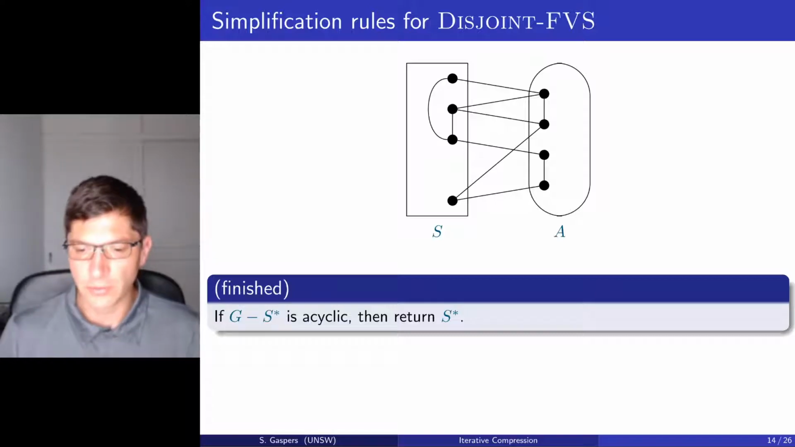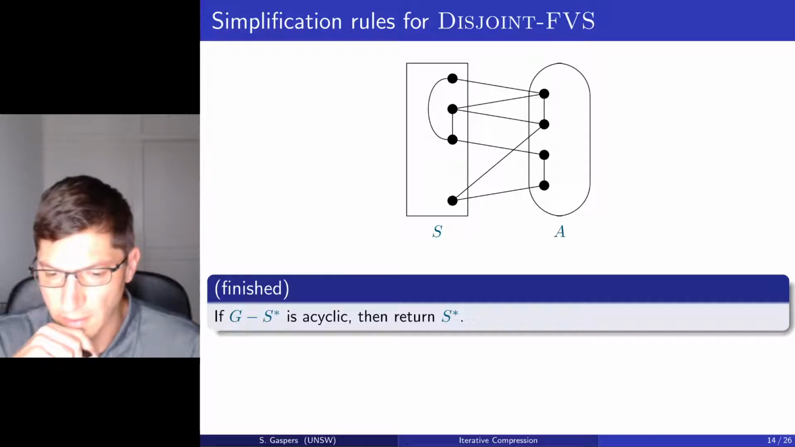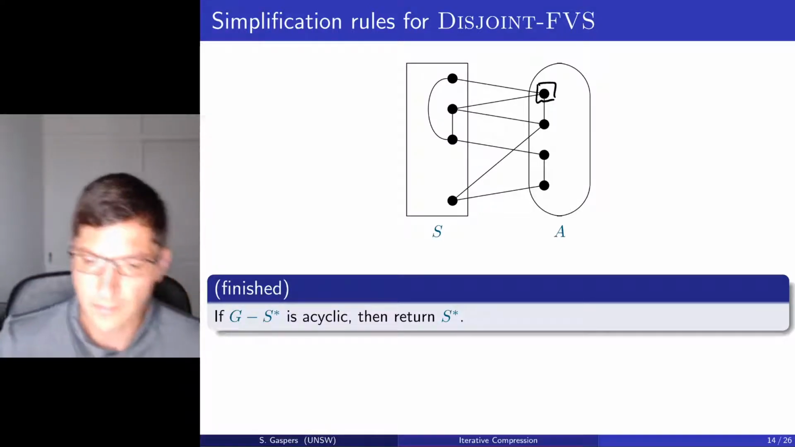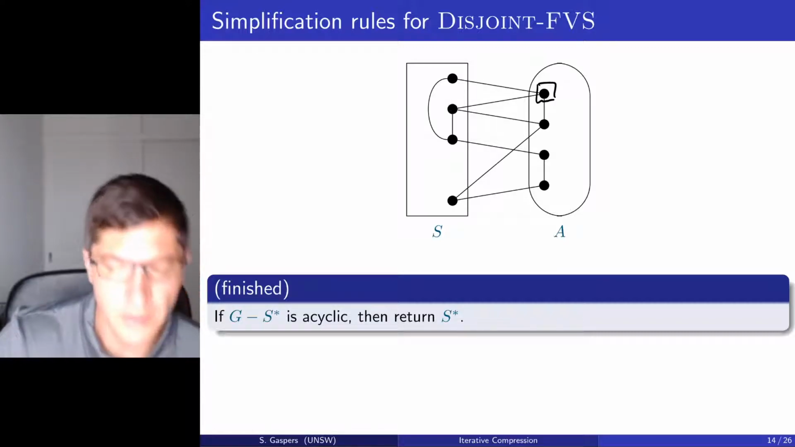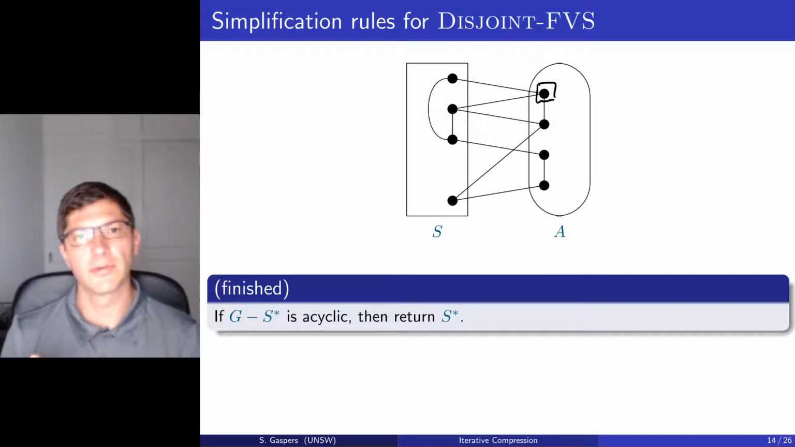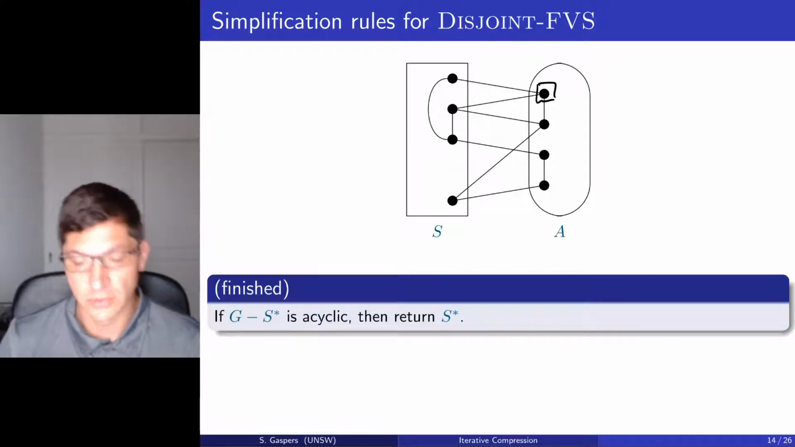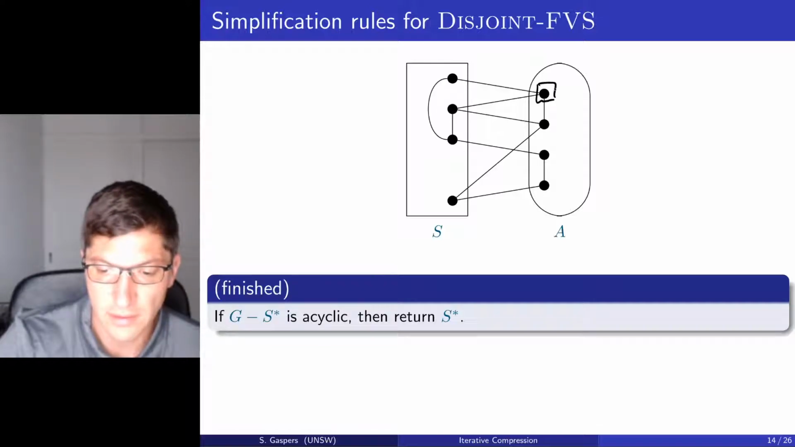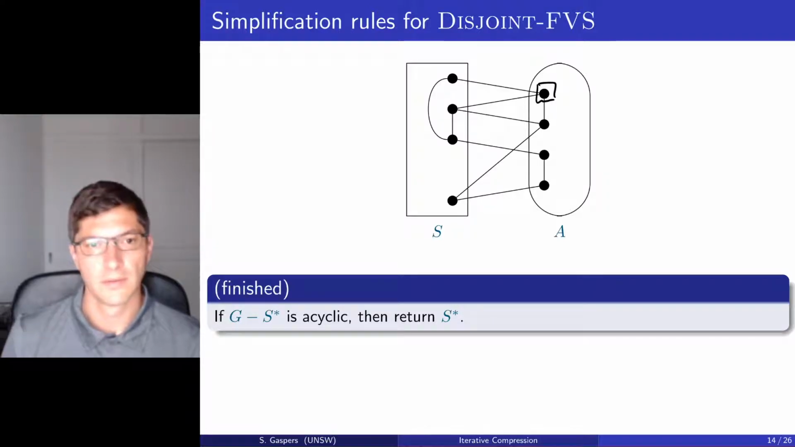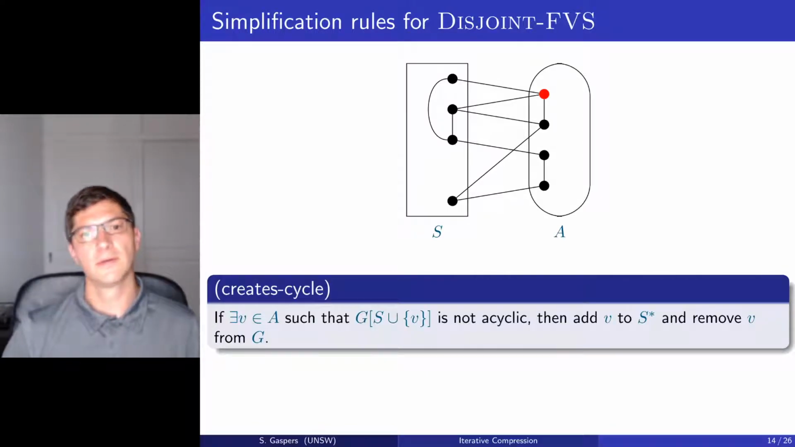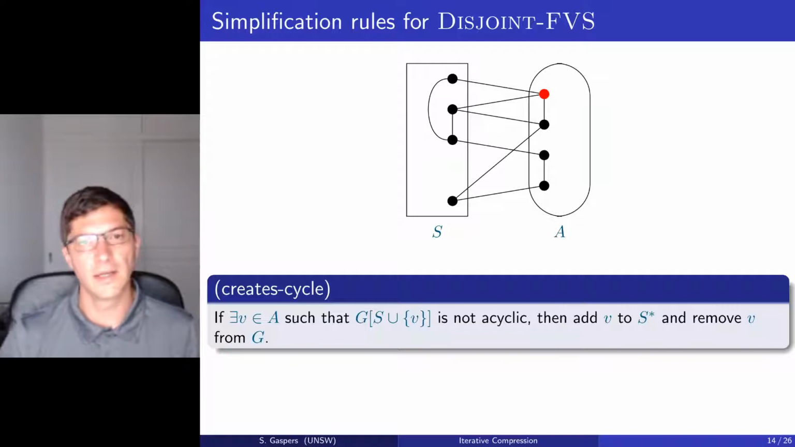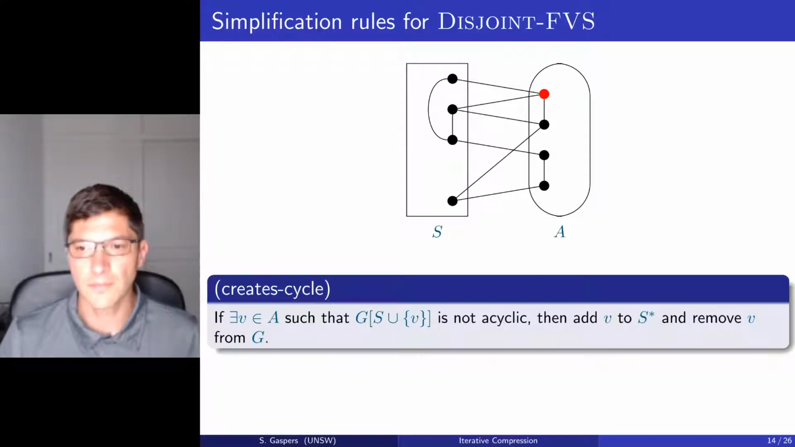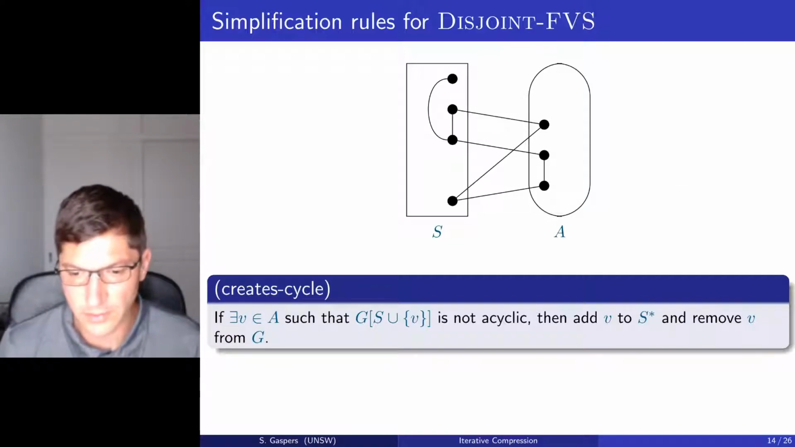Now we have a few more simplification rules. So let's see. You could, for example, look at this vertex. What we see is that it creates a cycle with what is already in S. So we know that we are not going to put any vertex from S into our feedback vertex set. So the only way to break the cycle is by adding this vertex here to the feedback vertex set. So that's our first simplification rule. If there exists a vertex v in A such that this vertex induces a cycle together with the vertices in S, then we will add v to the set that we are constructing, S star, and remove it from the graph. Okay, so let's remove this vertex. It disappears from the graph.